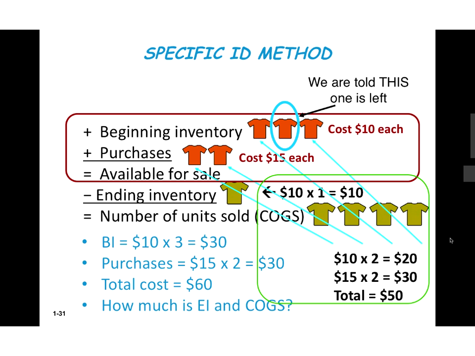Okay, so that's one method, specific identification. It's probably the easiest intuitively to understand because you can point to it and say, well, the $10 one's left. Now, we can only use that in very narrow circumstances. The next 3 methods can be used by companies. They pick a method and they stick with it. So we'll talk Wednesday about that choice. But today we're going to talk about the mechanics of the 3 methods.